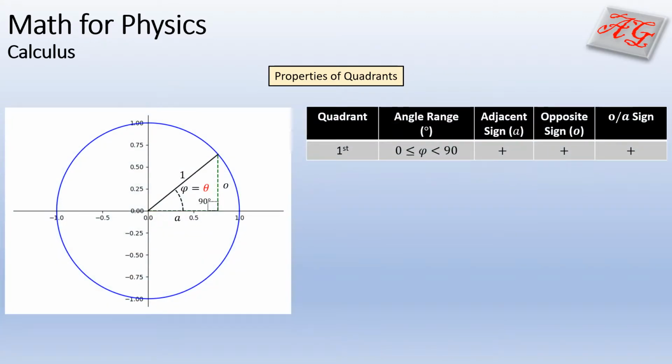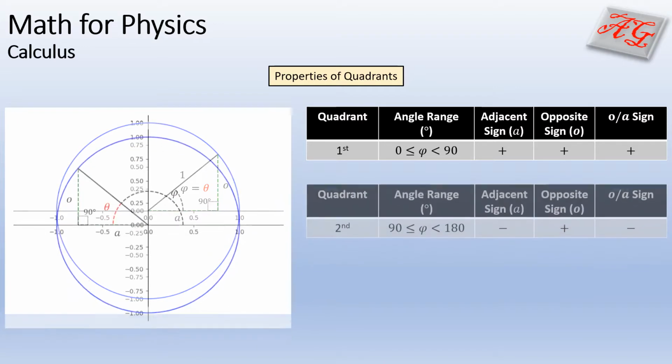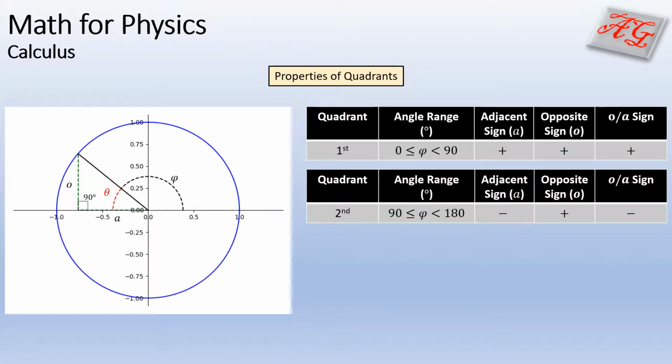It is useful to pinpoint some of the properties of the quadrants that will be important to define trigonometric functions. In the first quadrant, the angle phi ranges from 0 degrees to 90 degrees. The sign of the adjacent side is positive as well as the sign of the opposite. Thus, the sign of the ratio between the opposite and the adjacent side is positive.